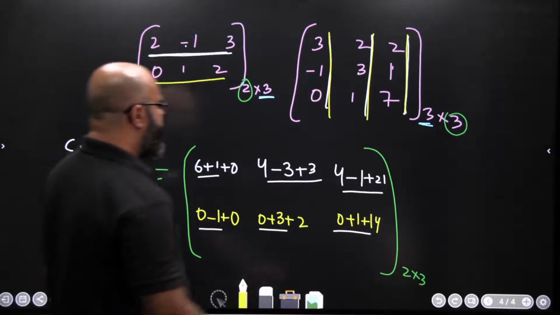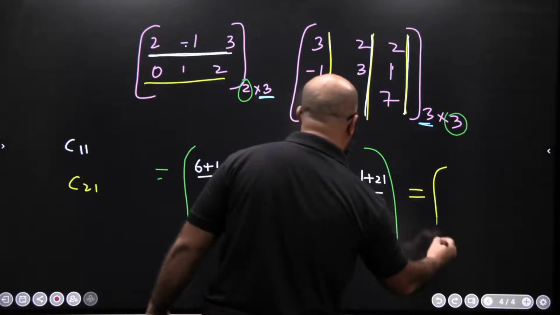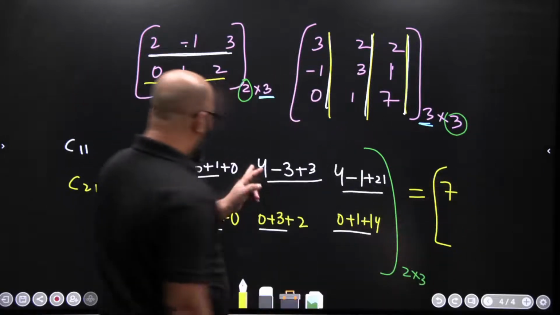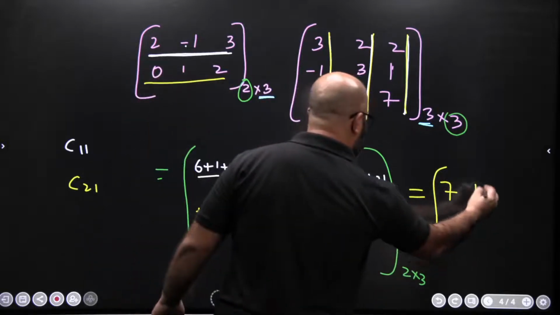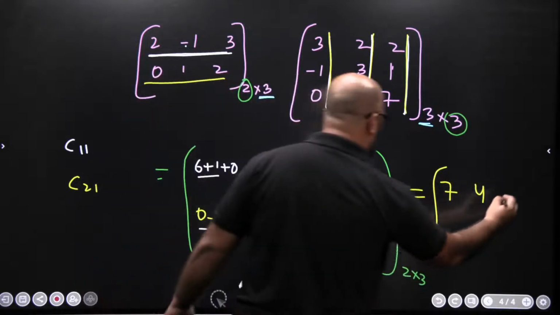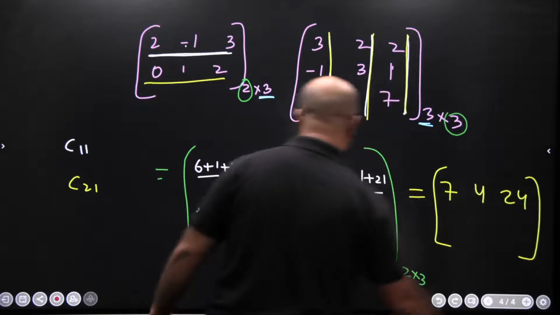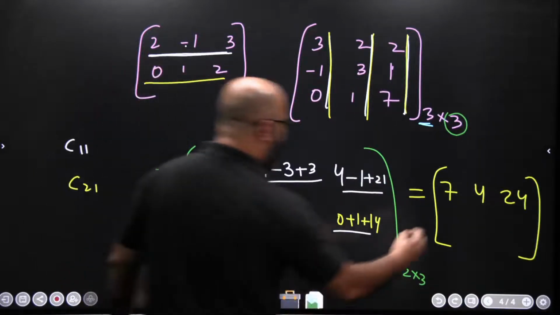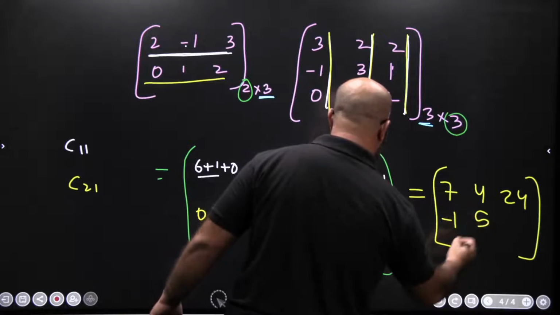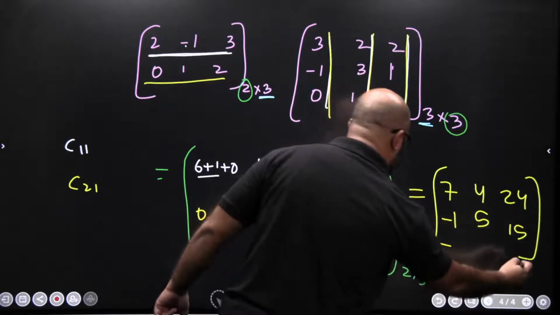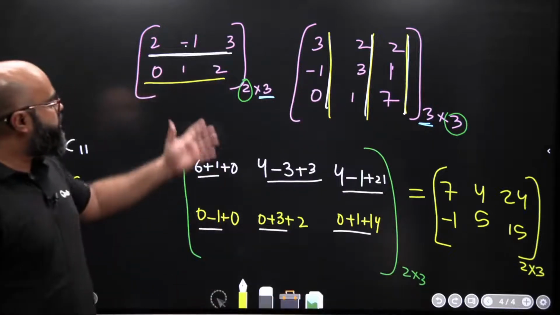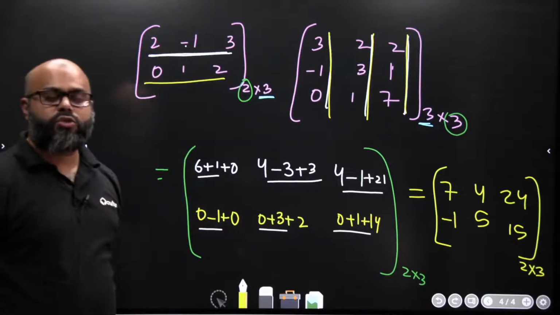So what we are getting finally is this: here 7, here 4, and here 24, and here we have minus 1, here we have 5, and here we have 15. So this is 2 cross 3. We get this matrix, which is 2 cross 3, after multiplying these two matrices.